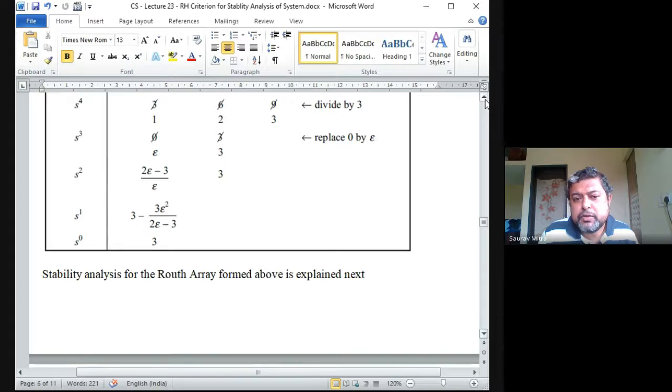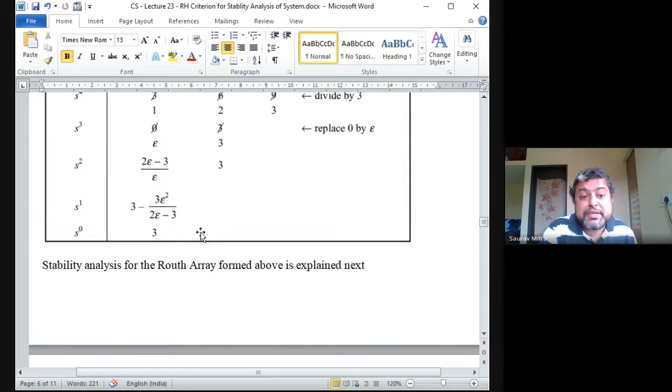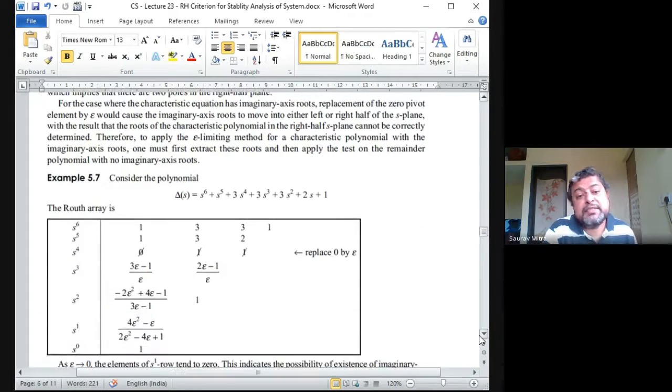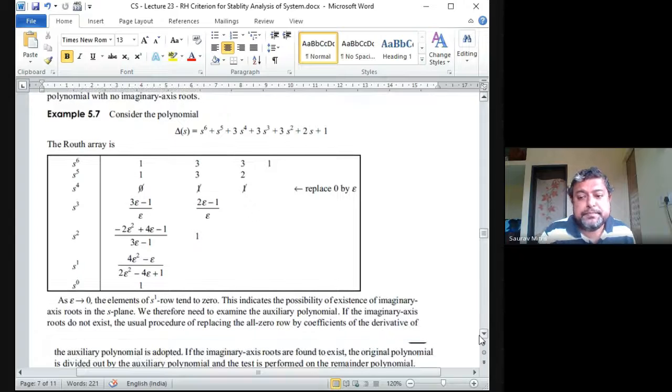Yes, sir. Okay, that means there is a negative sign in the first column. So the value is not important. Even if it is minus 0.1 or even if it is minus infinity, both are negative. So in that case, there will be a sign change. And the next term is again becoming positive. So from epsilon to negative and from negative to positive, there are two sign changes. Hence, there are two poles which are in the right hand side of the S plane. Hence, the system is unstable. Okay.